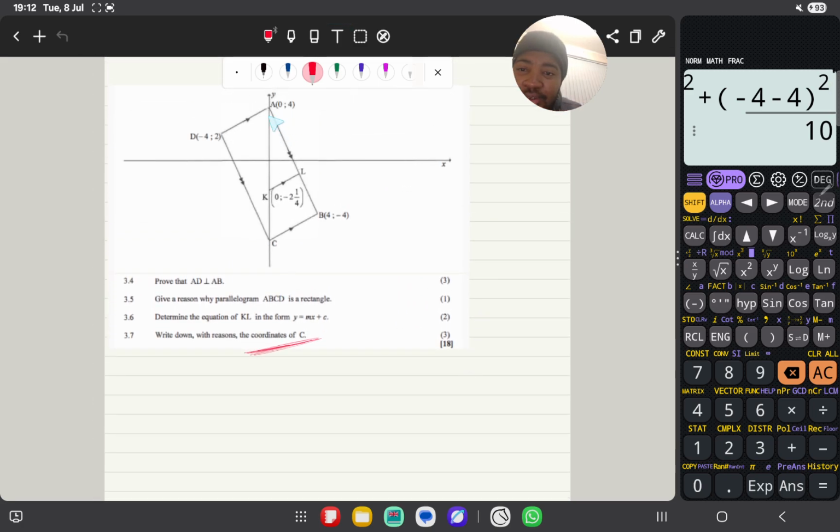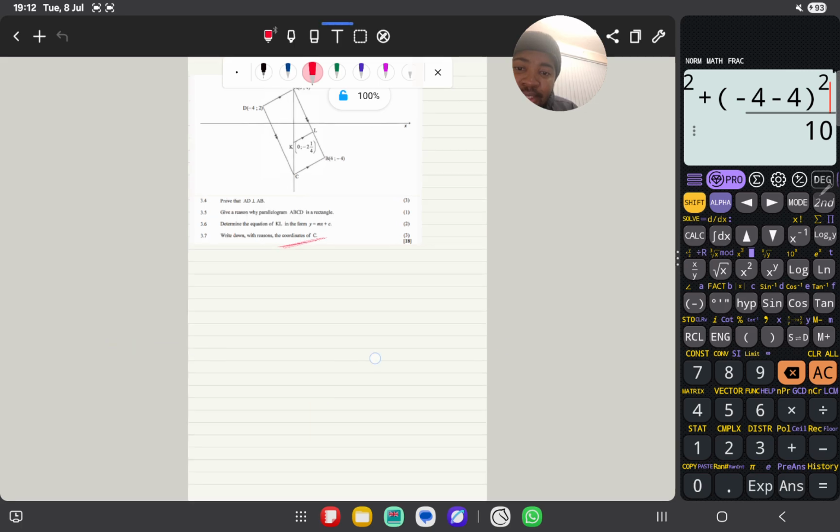So we have the gradient of AD, which is 1 over 2. We have the midpoint here, which is (0, -1). Now we're going to prove that AD, this is AD, right? So we're proving that AD and AB are actually perpendicular. We have the gradient of AD. We must find the gradient of AB.